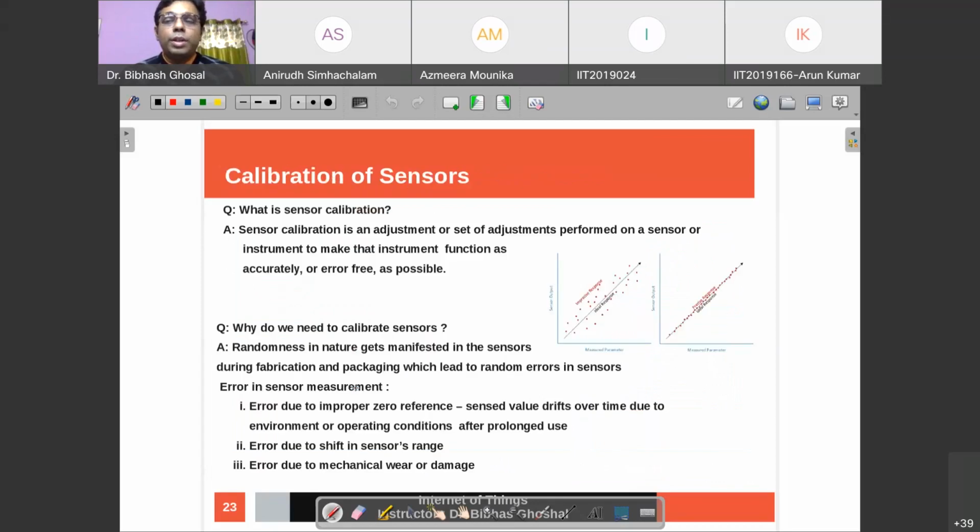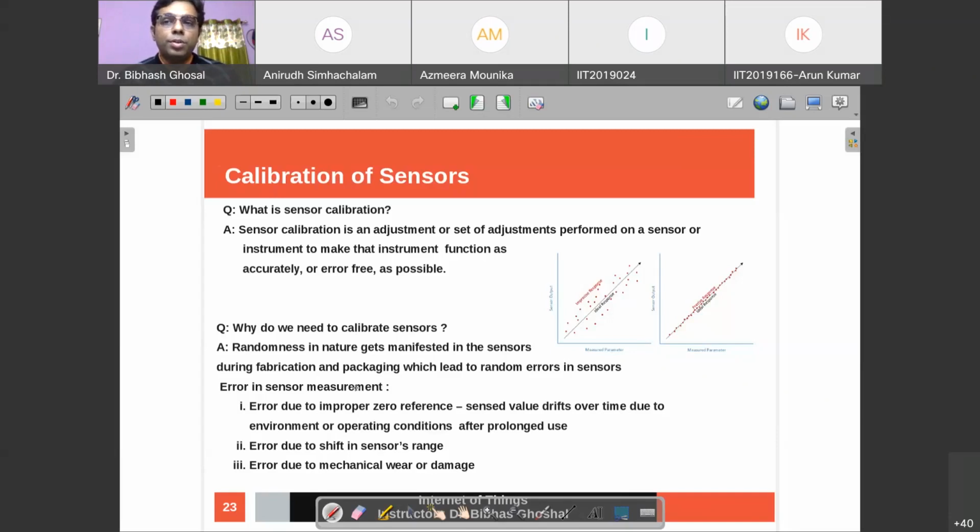Okay, and we also saw that one of the reasons why sensors have imperfection is because they go through a number of manufacturing processes where there can be a possibility of deviation. So it's important that sensors should be calibrated before they are used, because if you are using a sensor for a particular purpose that needs highly accurate calculation, then you need to ensure that the sensor always gives you correct results.